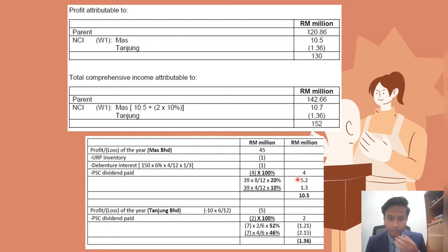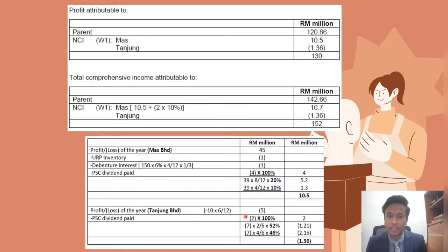For the net profit attributable to Mas, that is 39 million, we will apportion it for 8 and 4 months respectively because there is a second acquisition by ACOB, and the NCI for the first 8 months is 20% and the remaining is 10%. And the total profit attributable to NCI is 10.5 million. While for Tanjung, there is no profit but there is a loss for the year of 10 million. But we need to apportion it for half a year as it was acquired during the year. So we will get 5 million loss.